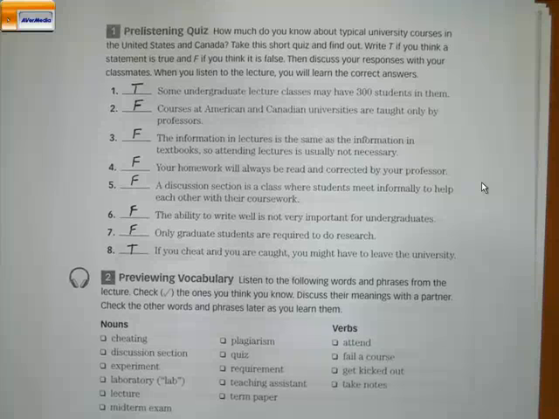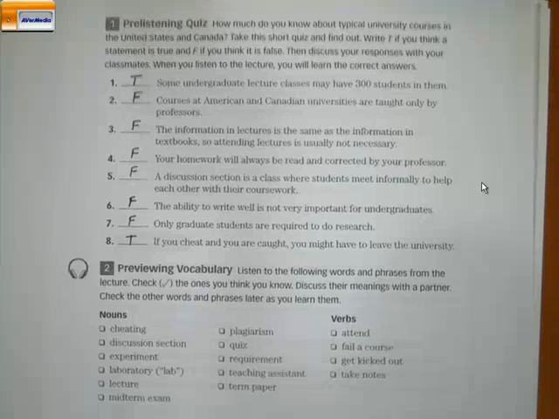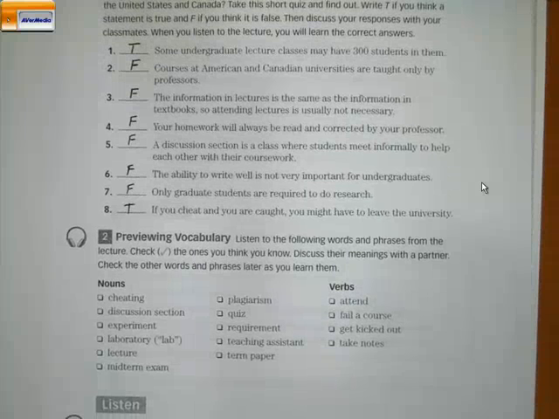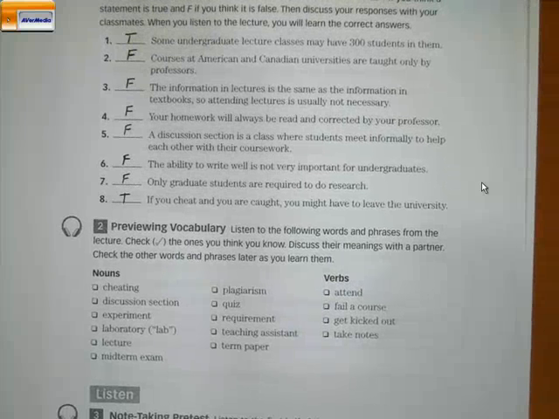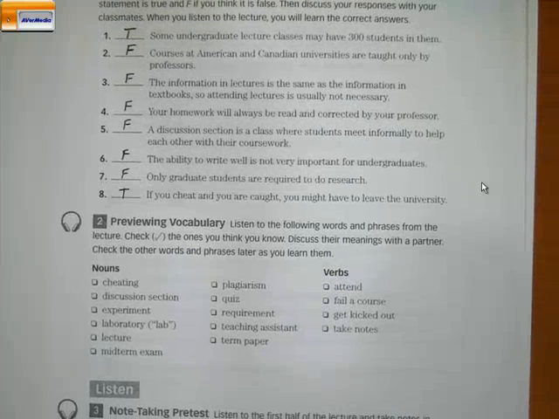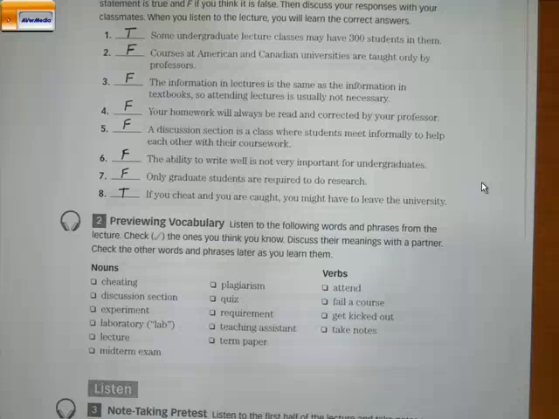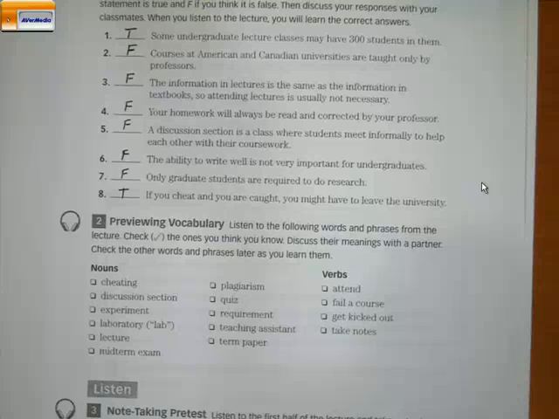Number 5, a discussion section is a class where students meet informally to help each other with their coursework. I've marked that false because it is formal. It is a class. It counts. It is a requirement. So it's not informal. If it's informal, we just say a discussion group, but not a discussion section. Section is part of the course.